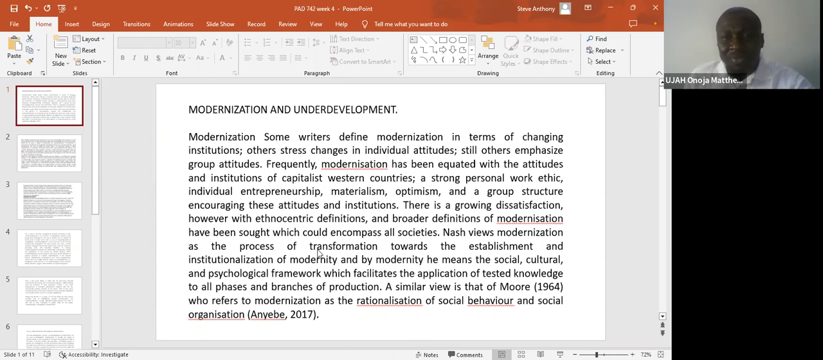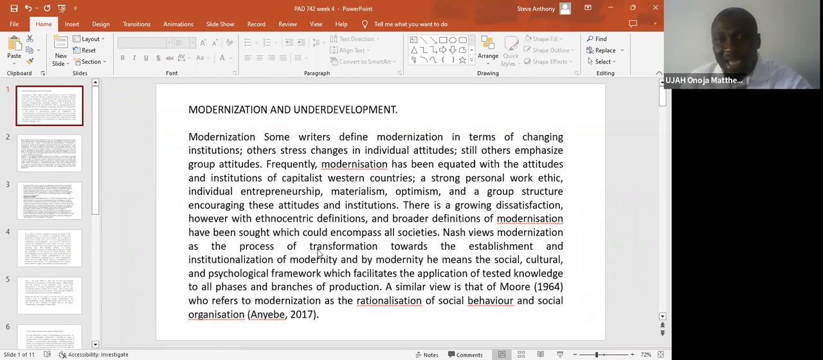So in it all, from the angle of the fact that it means different things to different people, it can be conceptualized within this checklist that has been dropped now: from the angle of an individual entrepreneurship attitude, from the angle of materialism and optimism, from the angle of emphasizing group behavior and group attitude. However it is looked at, it simply connotes a progressive change from a lower standard to a higher consideration. There is a growing dissatisfaction, however, with ethnocentric definitions, and broader definitions of modernization have been sought which could encompass all societies.